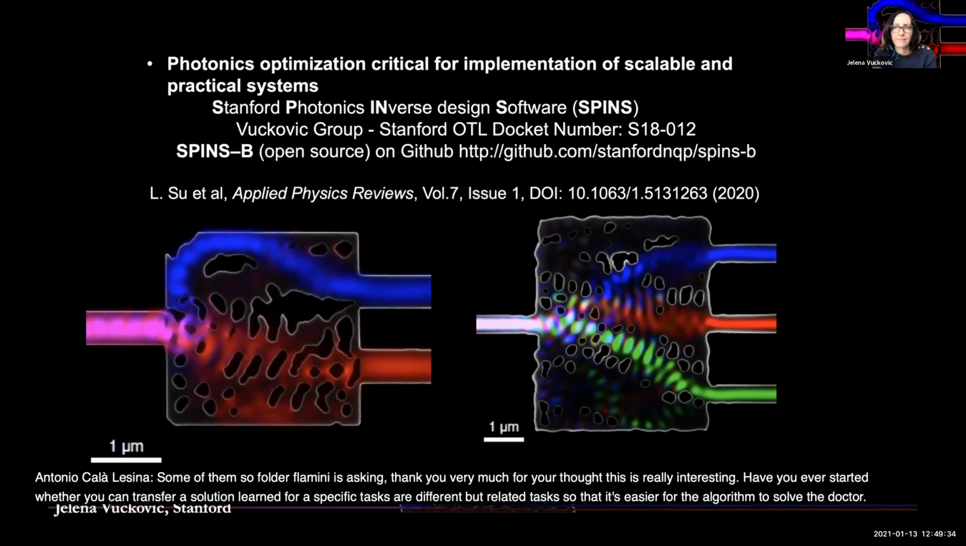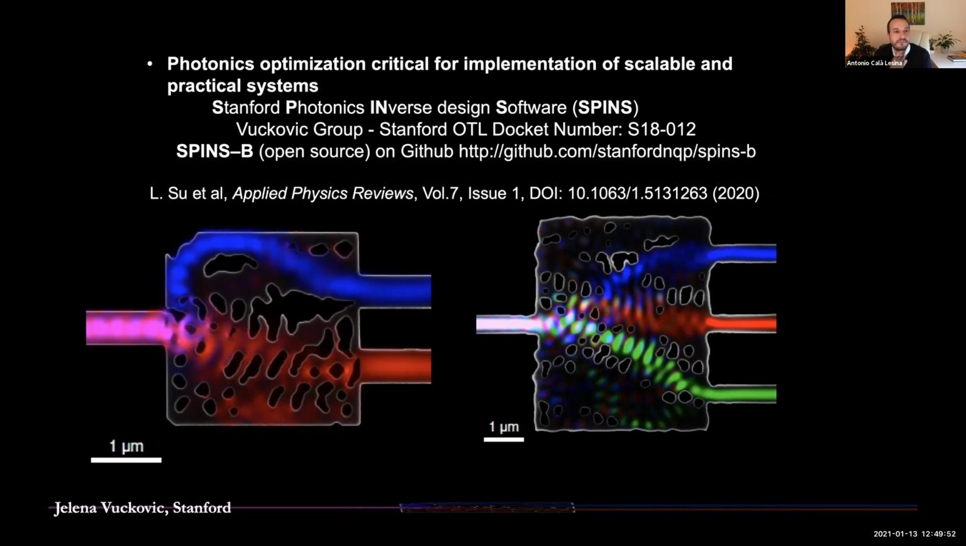So Fulvio Flamini is asking, thank you very much for your talk. This is all really interesting. Have you ever studied whether you can transfer a solution learned for a specific task to a different but related task so that it's easier for the algorithm to solve the latter?